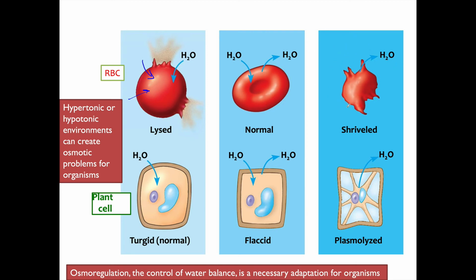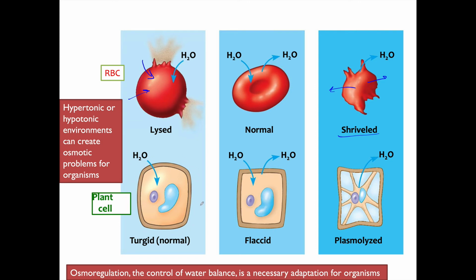Then imagine that our cells are surrounded by a really salty fluid, lots of stuff around it. The water leaves our red blood cells, and what happens? They shrivel up, okay? Because they're losing all their water to the outside. Not good for a red blood cell in this case. But then in a plant cell, we see something a little bit different.